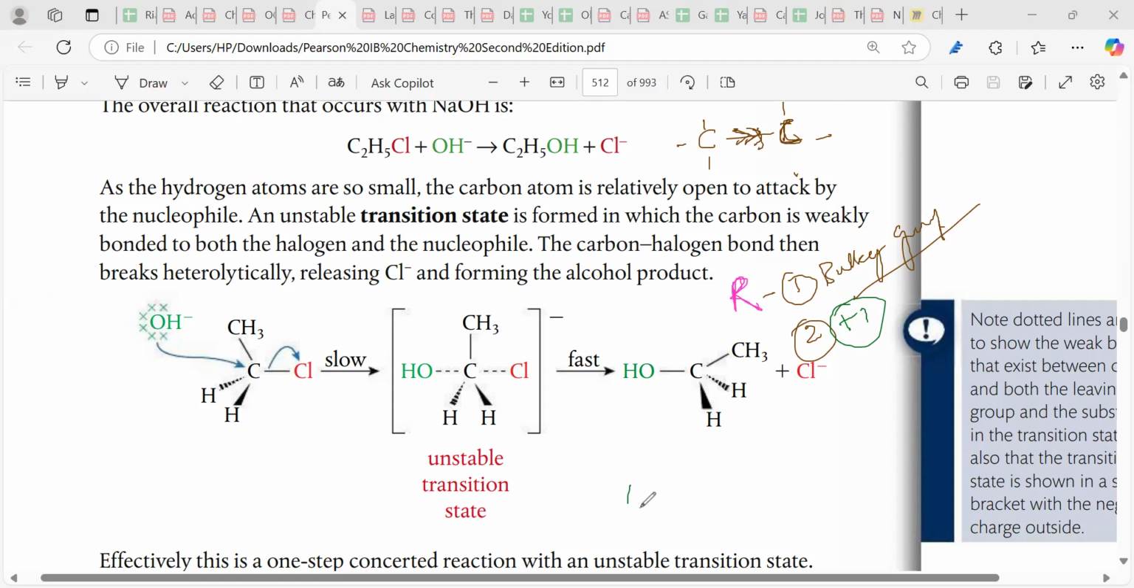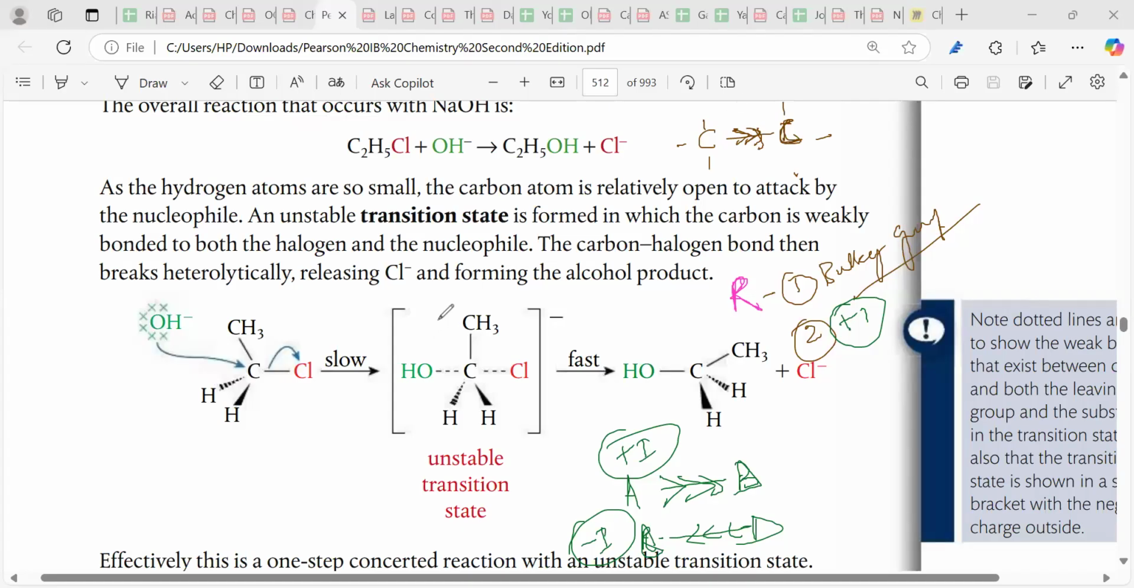Now write down this. If anyone pushes electrons away from itself, this is called a plus I inductive effect. If anyone draws the electron towards itself, this is called the minus I inductive effect. Clear? You have to know these important points.